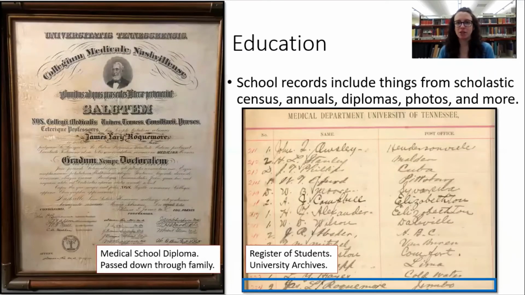Other school records might include information from the Scholastic Census, yearbooks, diplomas, photos, and more. So here we have a medical school diploma. This again was another heirloom that was passed down through the family. And then finding this diploma gave a clue for what school he had attended. By contacting that university's archives, I was able to find a register of students, which gave additional information.